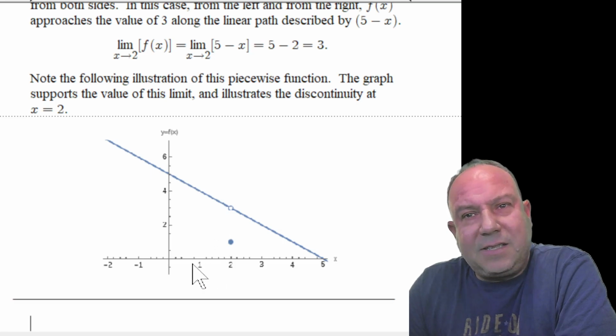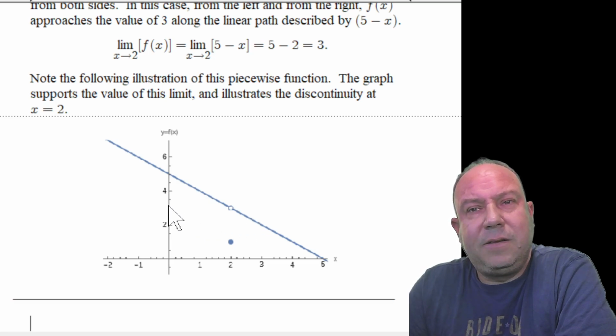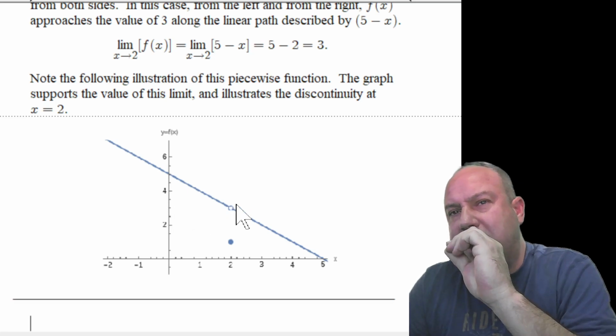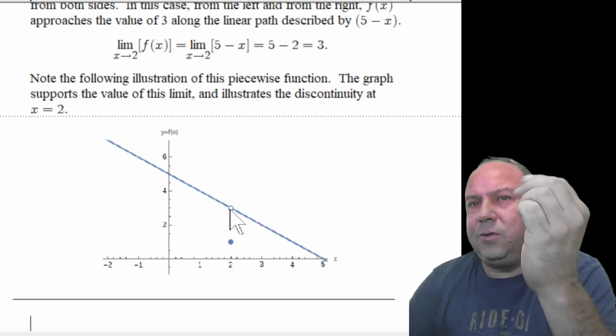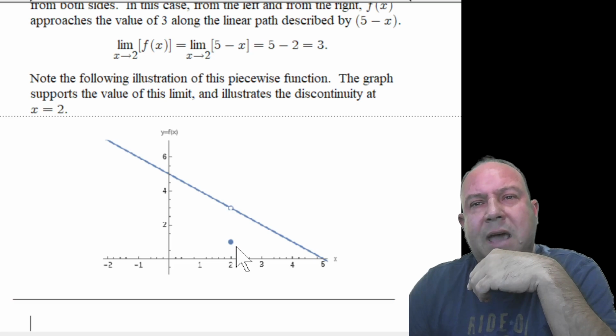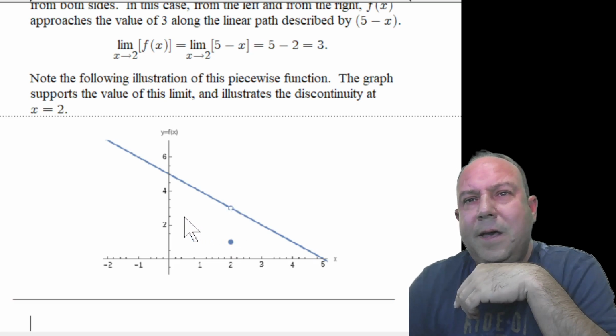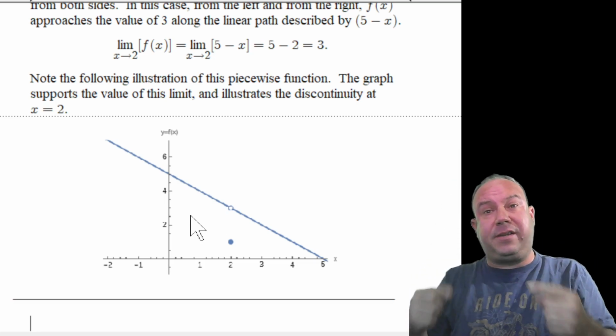The limit does exist as we approach 2, because as we approach 2 from the left or the right, we see that we approach the same value, this value at 3. Where this fails for continuity, we can see it's not continuous because we have to pick up our pencil. We have this hollow dot in our graph. We have, in a sense, this gap form. Where it fails is criterion 3.